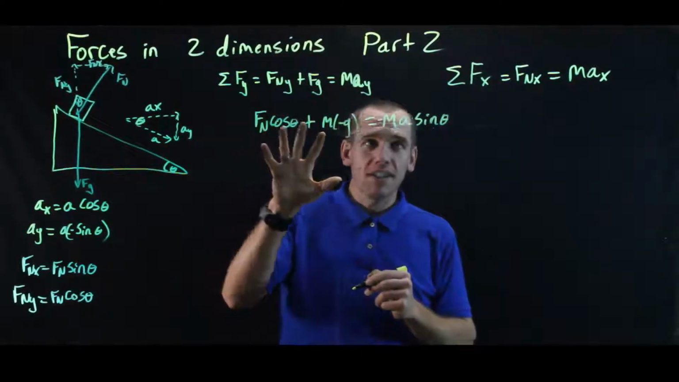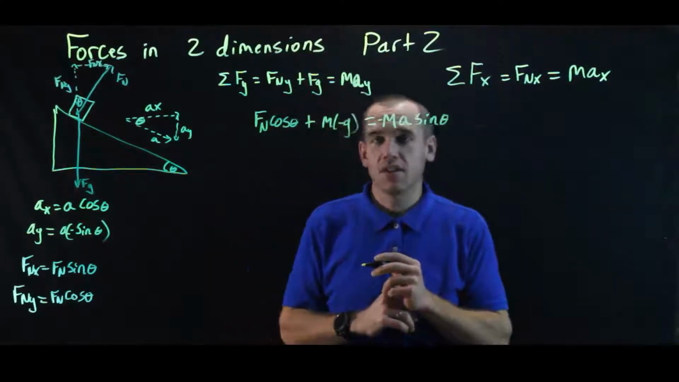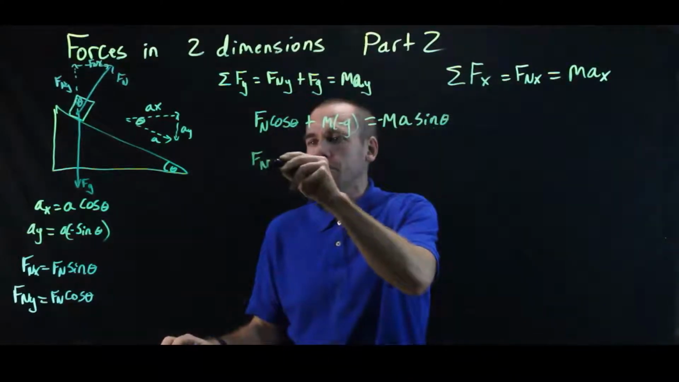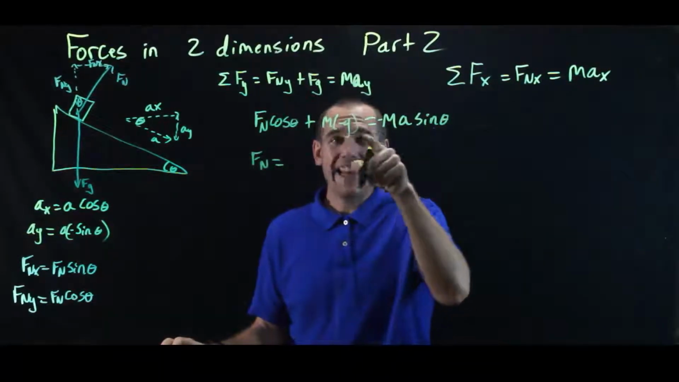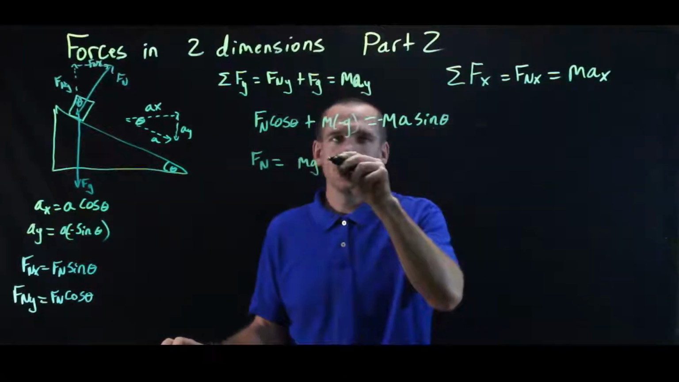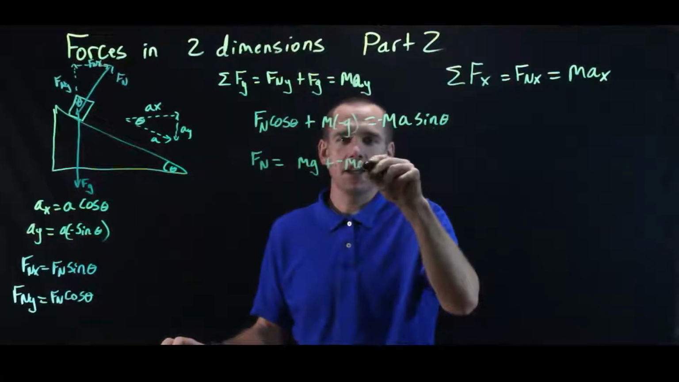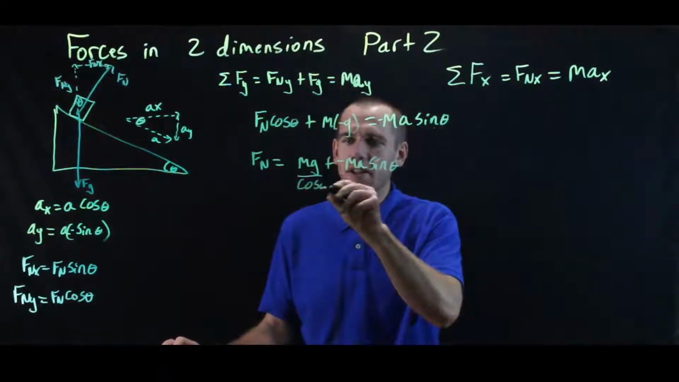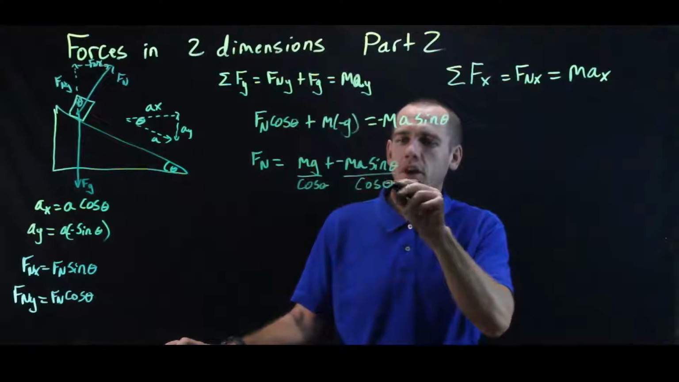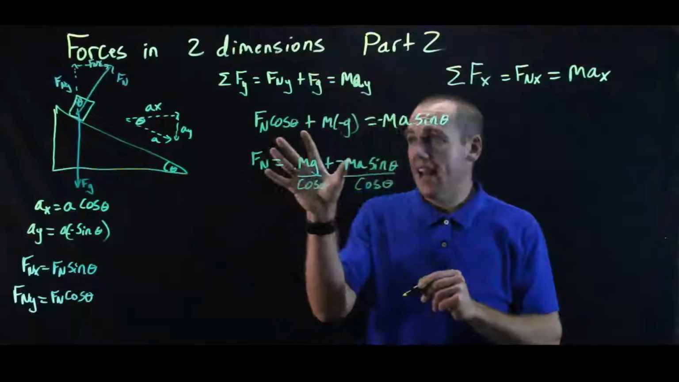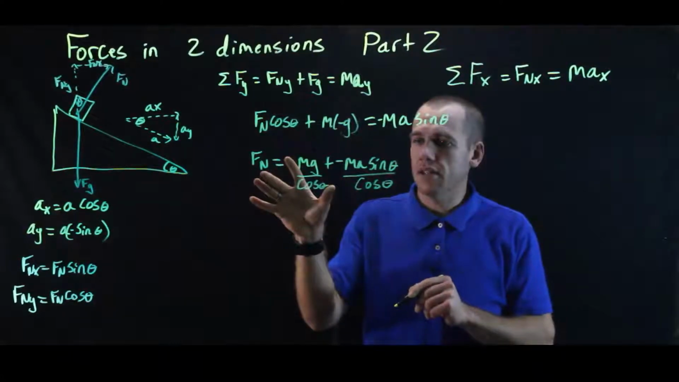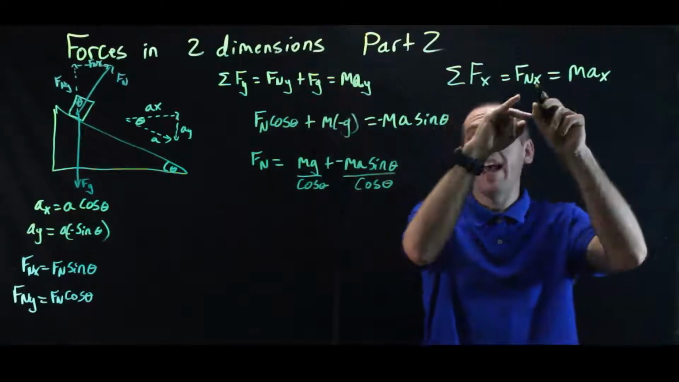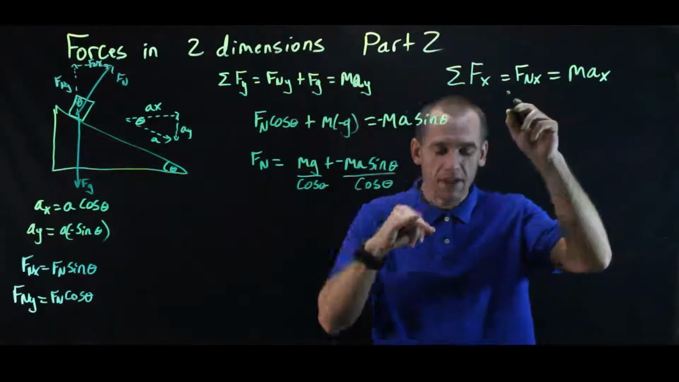Okay, so now let's see if we can simplify this a little bit and solve for Fn. So Fn is equal to, I can add that mg over, mg plus a negative ma sine theta, and I've got to divide everything by cosine theta. Now I have an expression for Fn, and it looks complicated and messy, and that's mostly because it is, but we can go ahead and substitute this equation in for Fn over here, except I don't have Fn over here, I have Fnx. So let's make a substitution here.